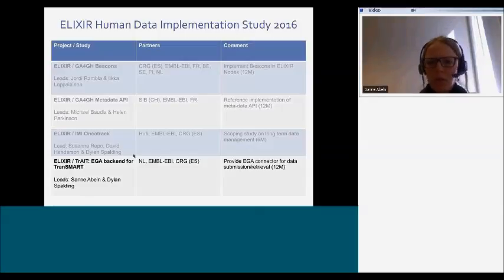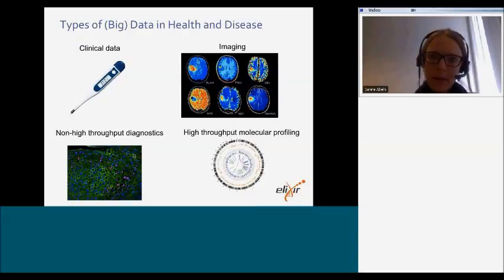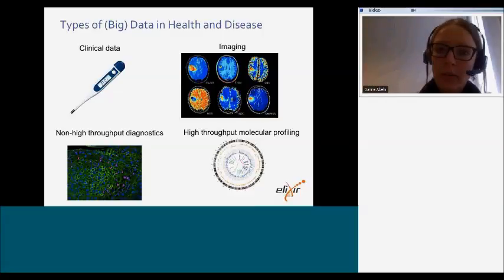This was started in June 2015, so a bit over half a year ago, and currently it will be running until December this year, so about a year and a half. And the thing we're trying to do is really in the field of big data, human data, and also mostly applied to the domain of health and disease.